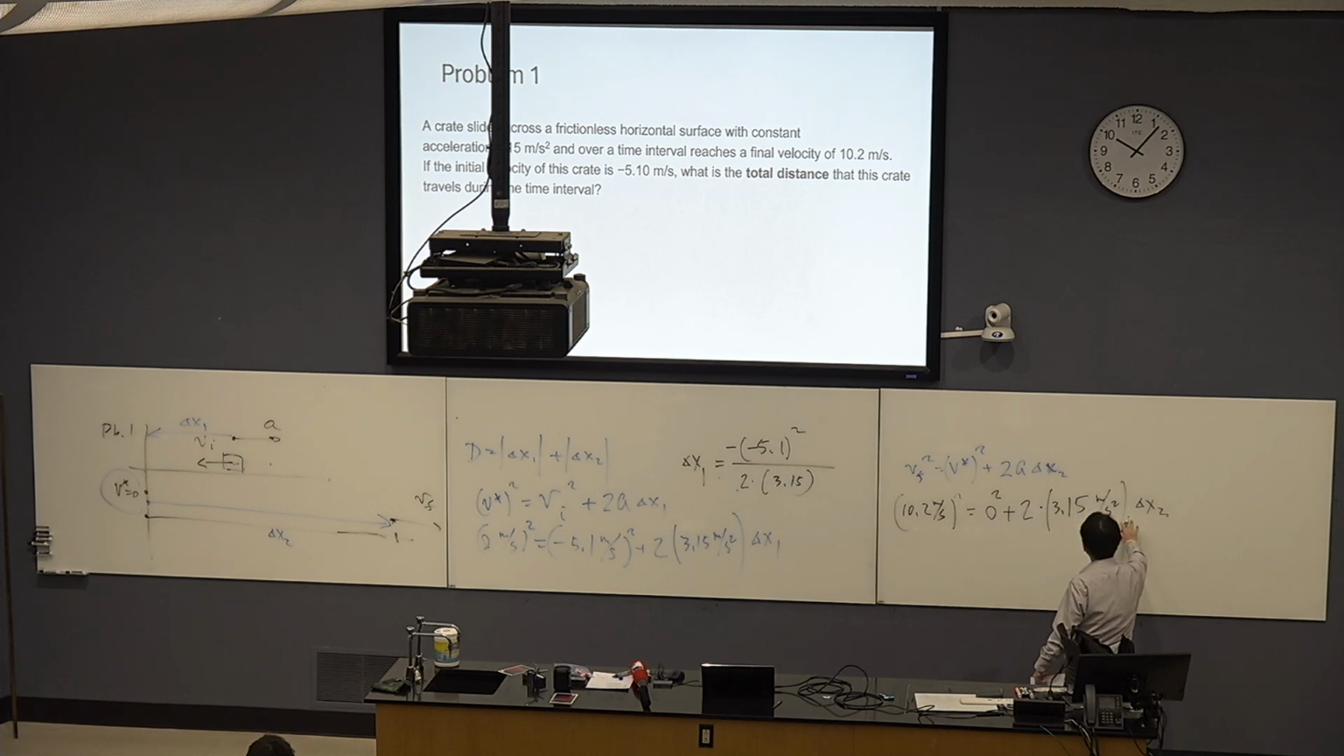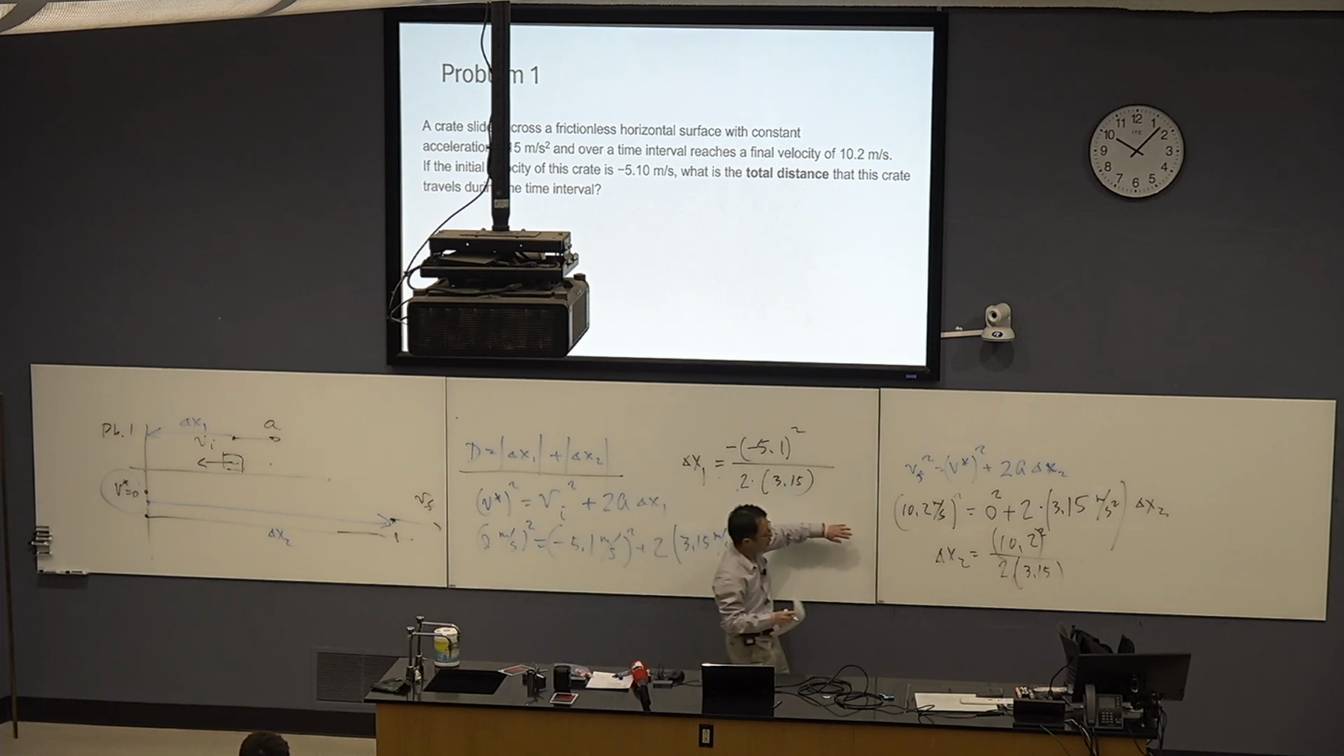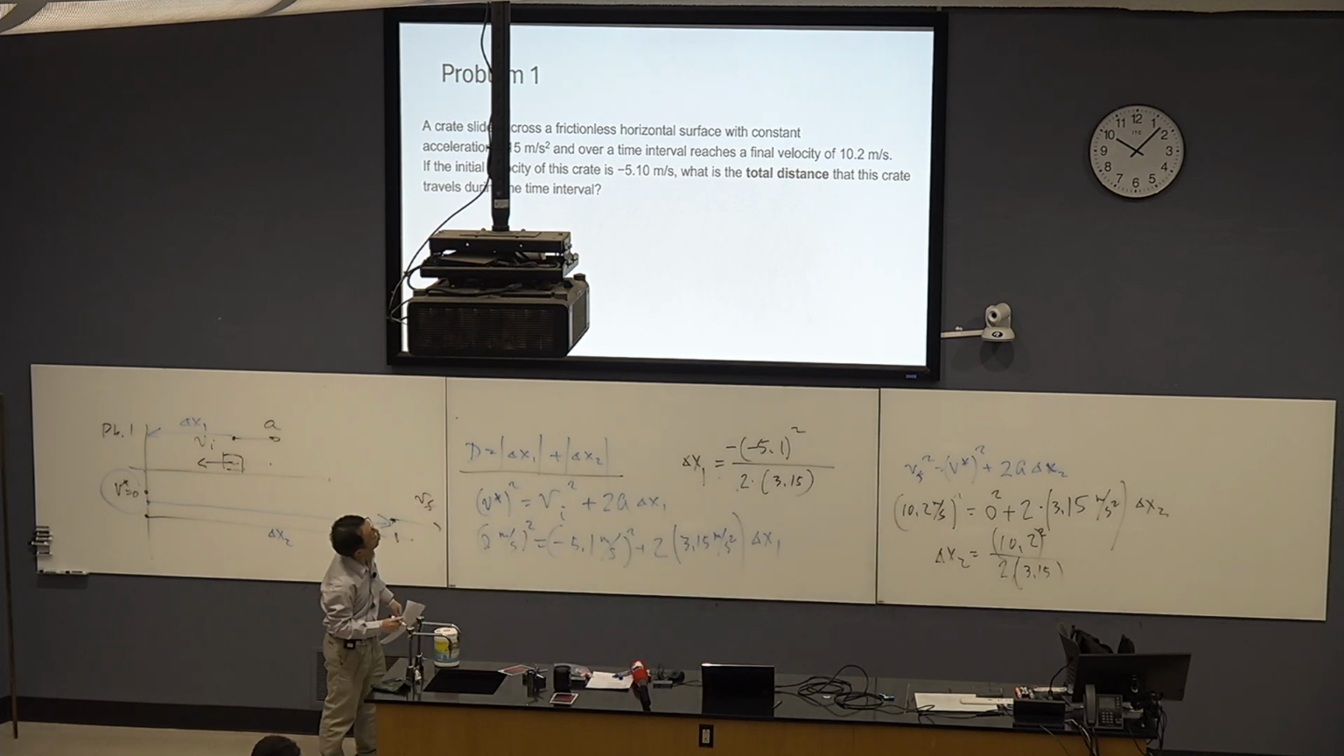And delta x2 here will be a positive quantity. So delta x2 will be 10.2 squared, divided by 2 times 3.15, right? And you obtain delta x2. But when you do the sum, as I have said, you take the absolute value first, and then do the sum, right? Once you carry out this and this, you take the absolute value of each and do the sum. You get the total distance, right?